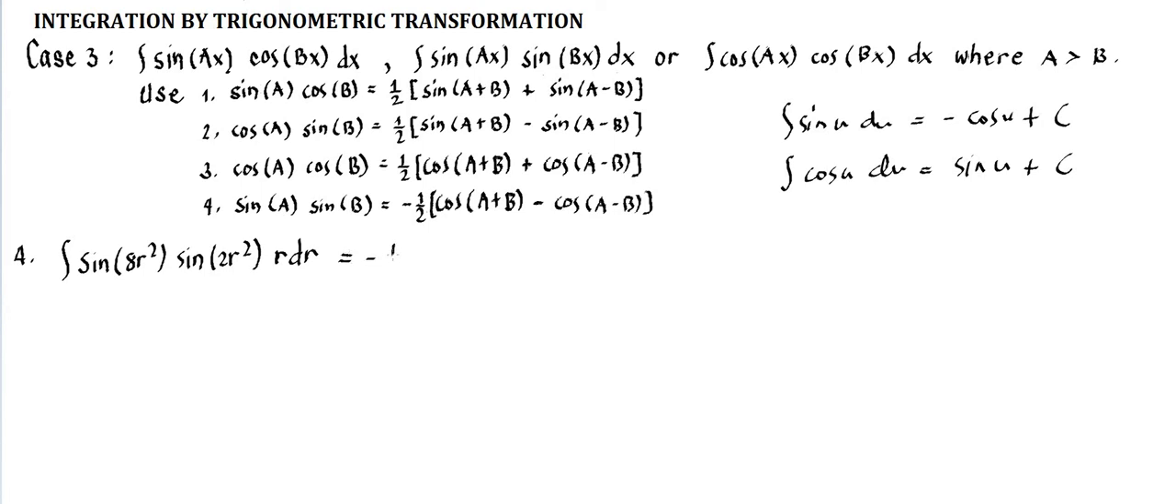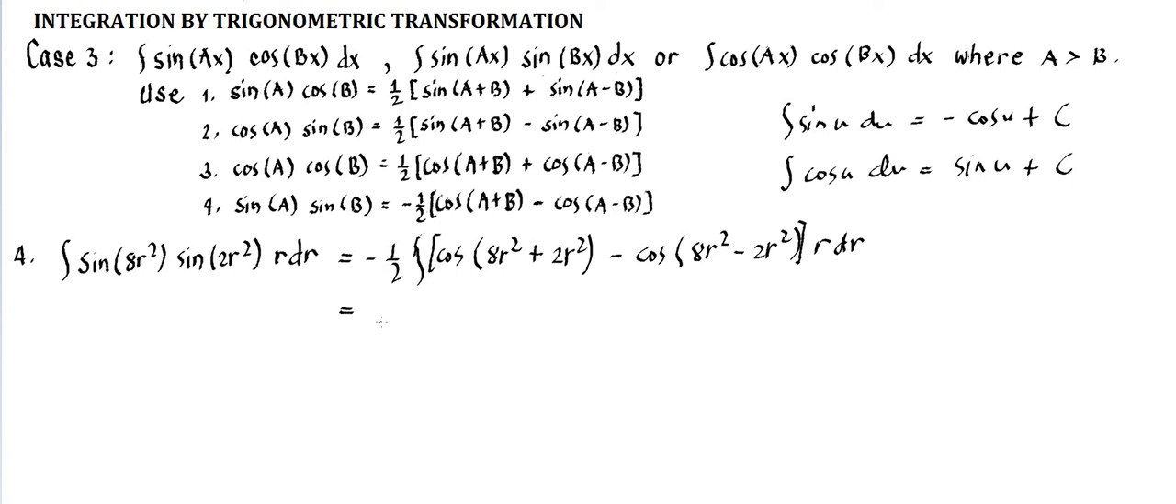So, magkakaroon tayo ng negative 1/2 integral of cosine of A plus B. So, yung A natin ay 8r squared. And then, plus B, yung B natin ay 2r squared. And then, minus, ano? Cosine of A minus B. So, cosine of 8r squared minus 2r squared. And then, times r dr. Okay? So, ang gagawin natin, mumultiply natin yung negative 1/2 sa bawat term at paghihiwalay natin yung integration, ano?